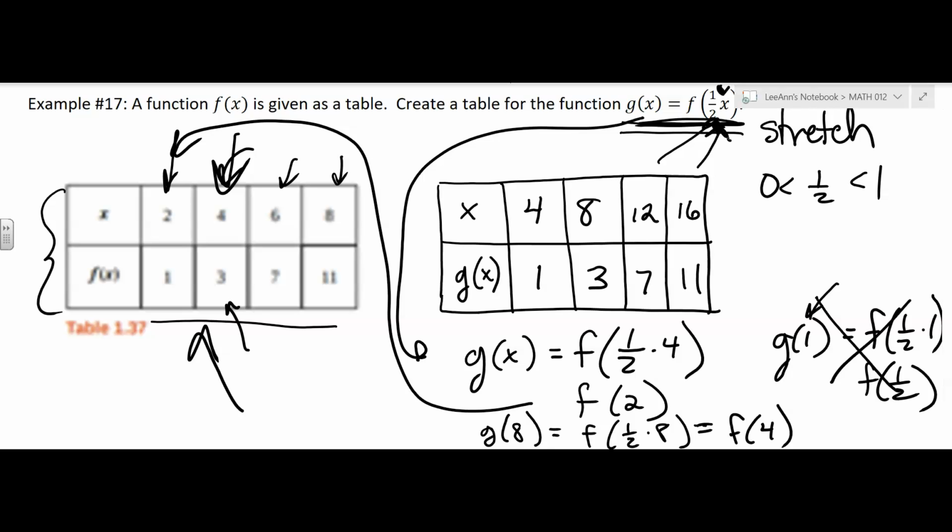Okay, so lots of arrows and me drawing, but this is the answer. This is the table. We had to double the inputs to get those outputs. And we don't get to make up our own outputs. We have to take those off the table. All right, hopefully that helps.